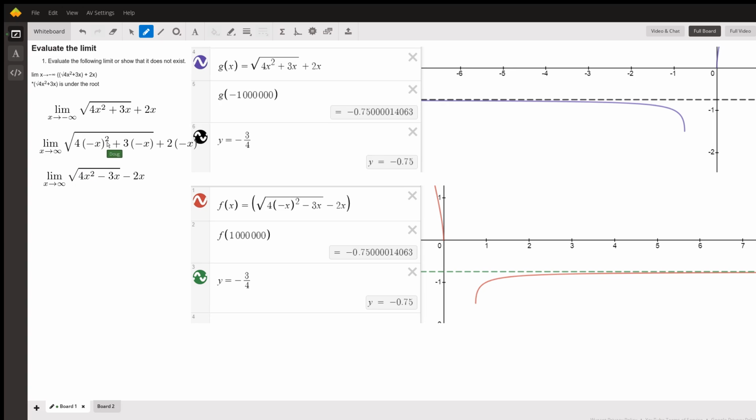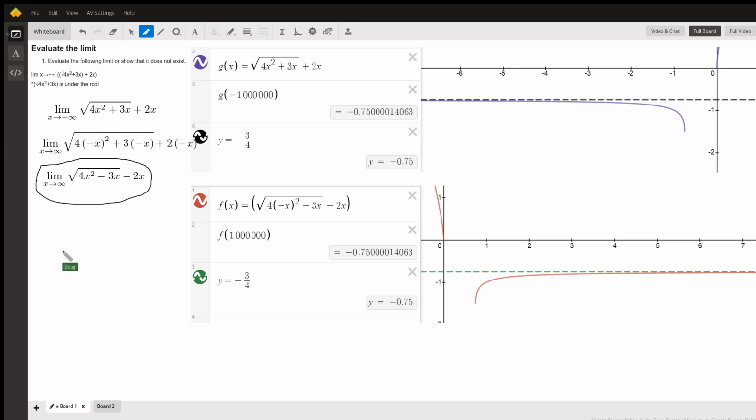You can see that the opposite of x squared still gives us the 4x squared, but the plus 3 times minus x is minus 3x, and this plus 2 times minus x becomes a minus 2x. And so f of x is that function, and as x approaches 1 million, we're approaching the same limit. The graph approaches y equals negative 3/4 as a horizontal asymptote. So the question is, how could I find this negative 3/4 as the limit of this function right here?